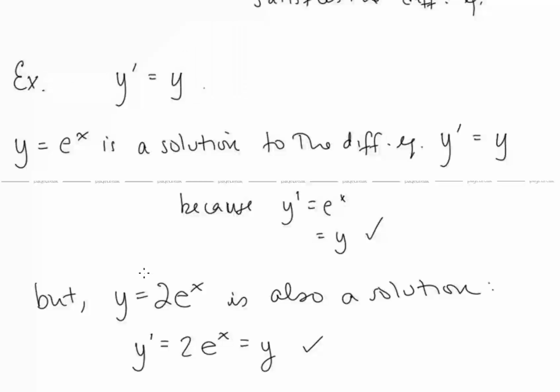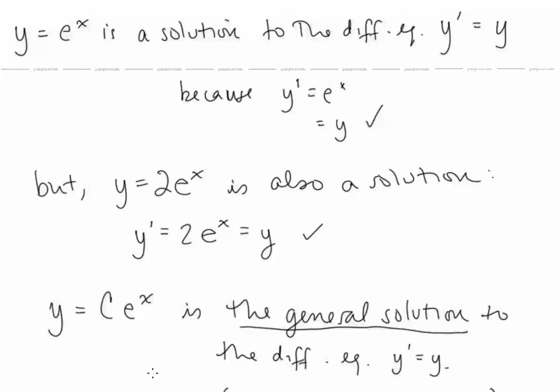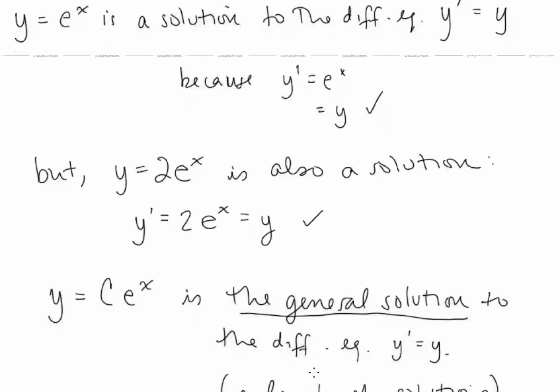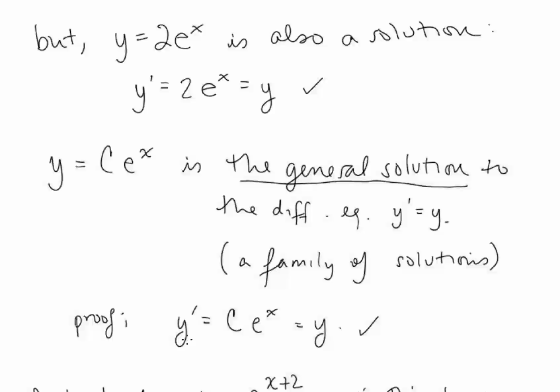But notice y equals 2e to the x is also a solution to the same differential equation, because y prime here is also 2e to the x. That's the same as our original function, so y prime is equal to y, and the differential equation is satisfied. In fact, y equals ce to the x, for any constant c, is the general solution to this differential equation. It's a family of solutions, because y prime is equal to ce to the x, which is equal to y.